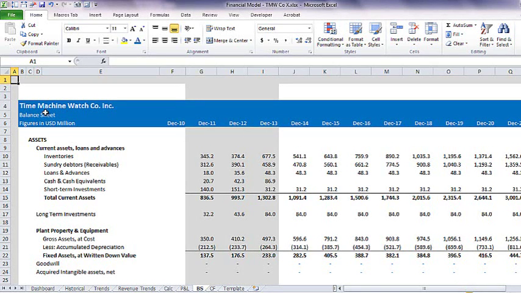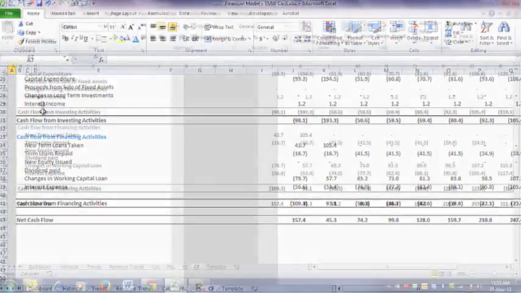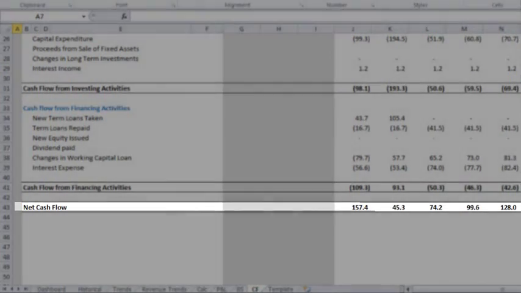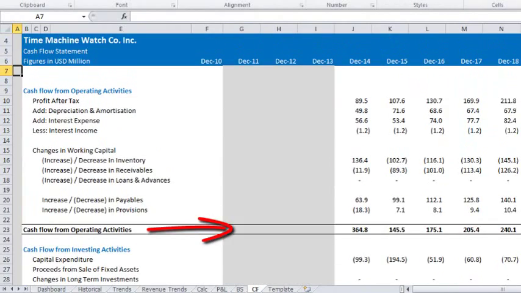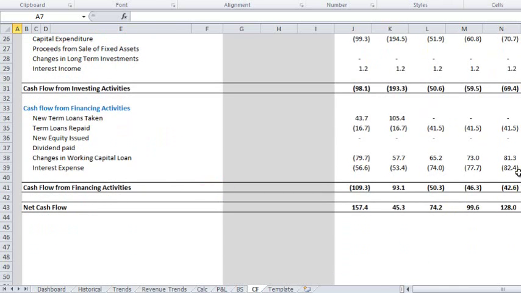Hi, in this session we will be completing the cash and cash equivalent portion in the balance sheet. Look at the cash flow statement. We have already got the net cash flow, which is equal to cash flow from operating activities, investing activities, and financing activities. Let's add the opening cash to this.